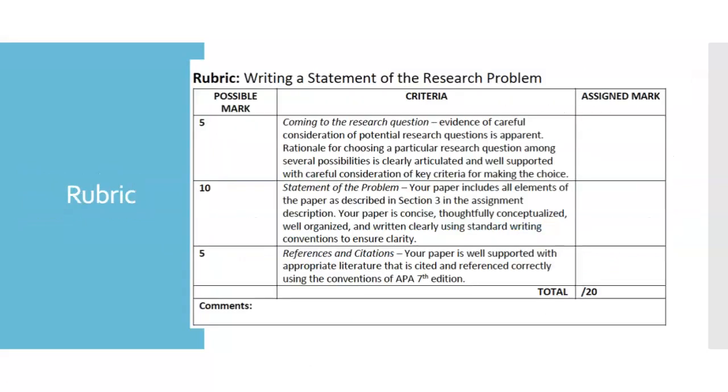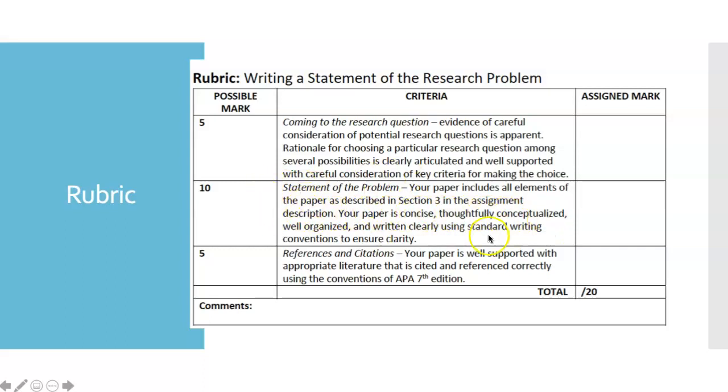And then you have the rubric that states the ways in which you're going to receive some mark out of this. So depending on how clearly and carefully you do each of the things that are mentioned here, you'll end up with 5 marks. Same with statement of the problem. Your paper includes all elements of the paper as described in section 3 in the assignment description, for example. Your paper is concise, thoughtfully conceptualized.